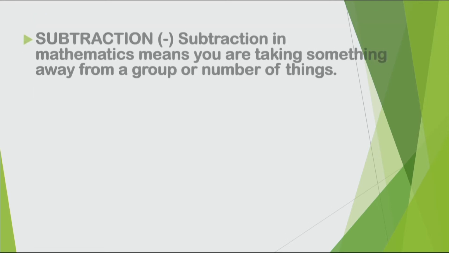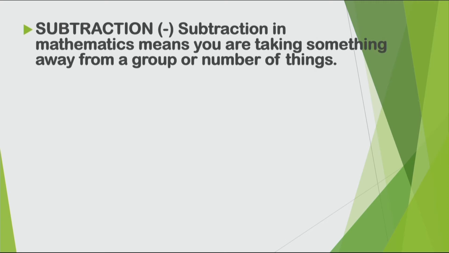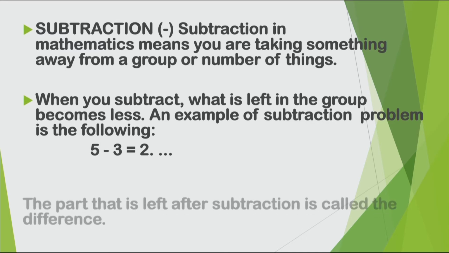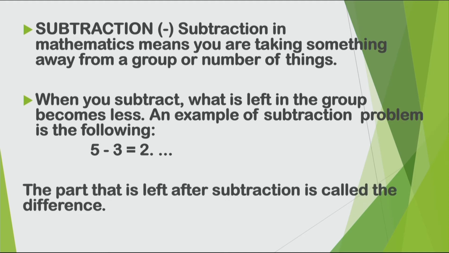Now, we move on to subtraction. Subtraction in mathematics means you are taking something away from a group or a number of things. When you subtract, what is left in the groups becomes less. An example of subtraction problem is the following. 5 subtract 3 equals 2. The part that is left after subtraction is called the difference.